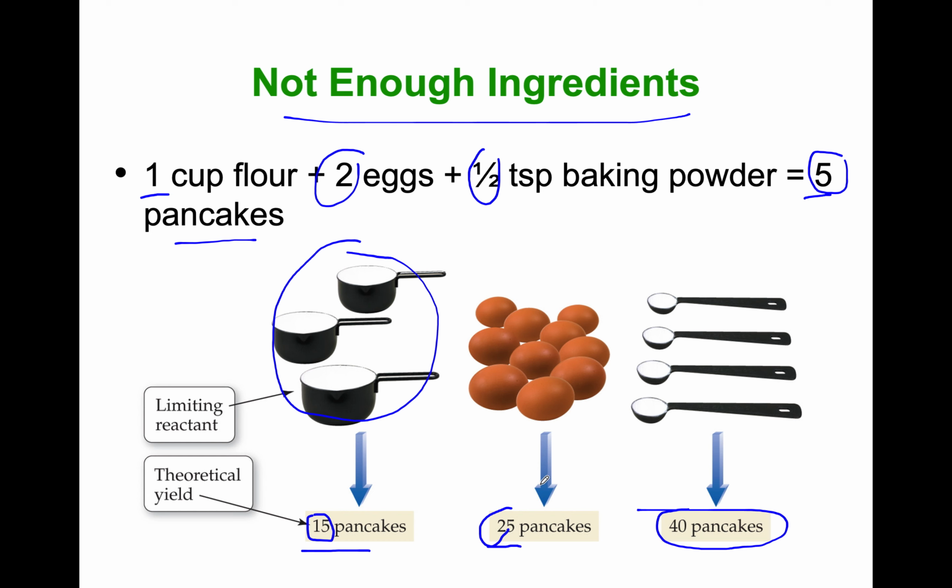So what we're seeing is clearly you can't make 40, 25, and 15. So what it's saying is if you run out of flour, even though you have enough eggs to make 25 and you have enough baking powder to make 40, you cannot make more than 15 because of that. That is your limiting reactant. You run out of that, you're done. You can't do anything else until you go back and get replenished.